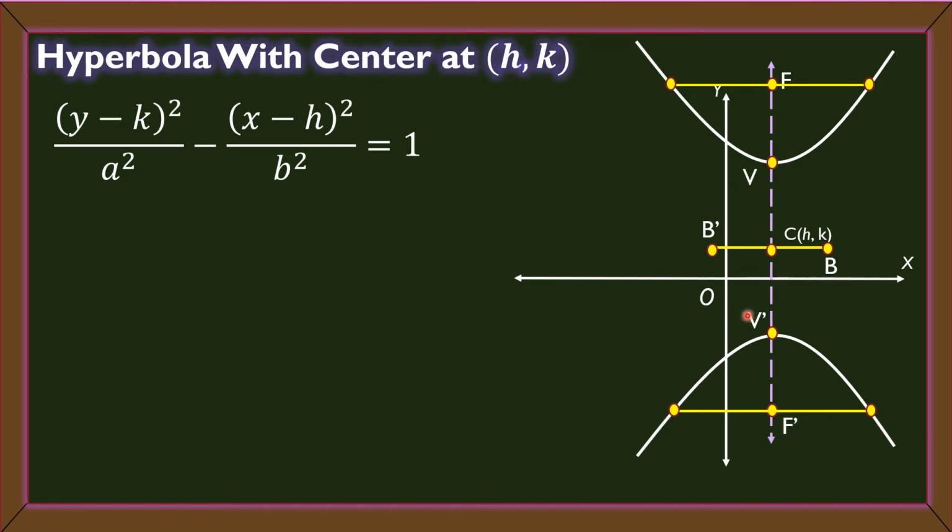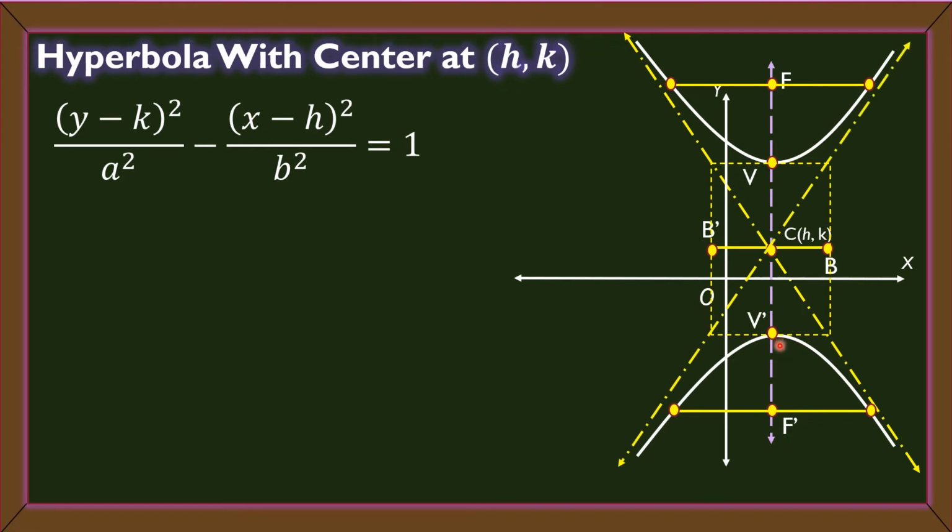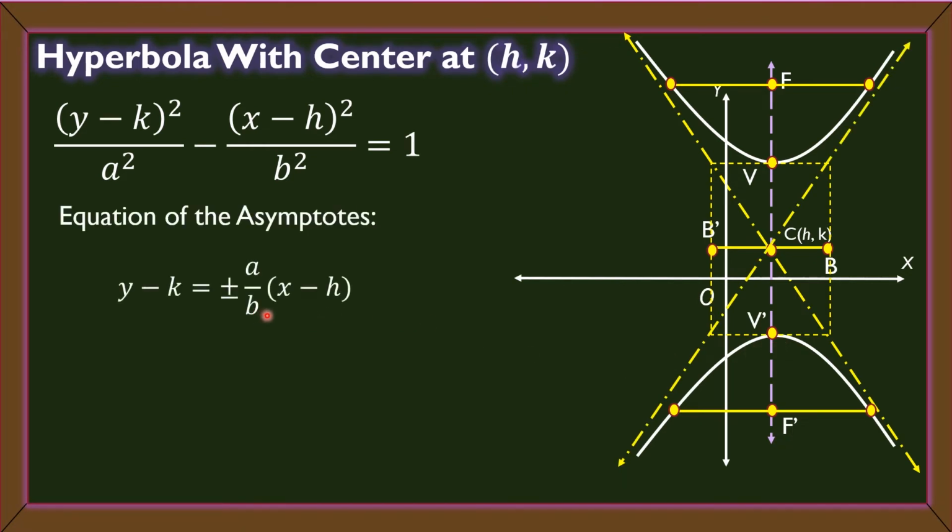To locate the asymptotes of the hyperbola, we draw the imaginary rectangle passing through the vertices and the co-vertices of the hyperbola. The asymptotes are those imaginary lines passing through the diagonals of this imaginary rectangle. The equation of the asymptotes will be y − k = ±(a/b)(x − h).